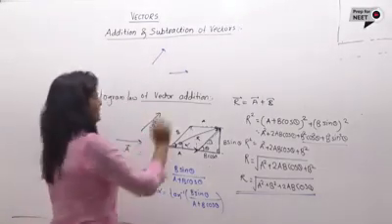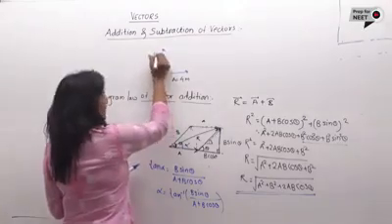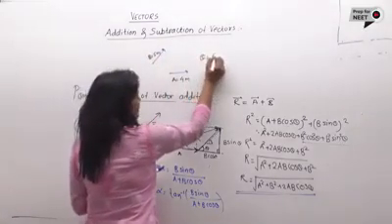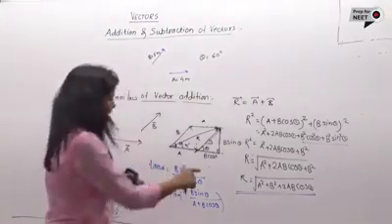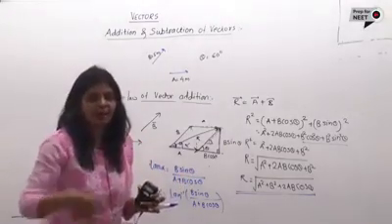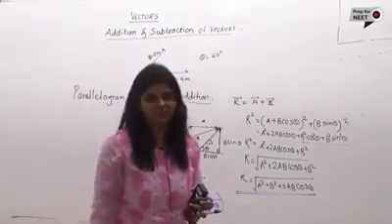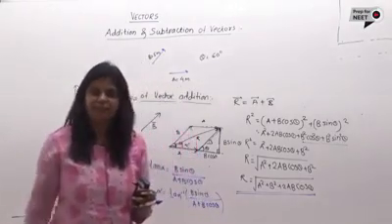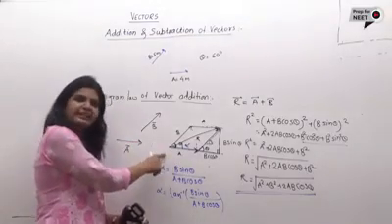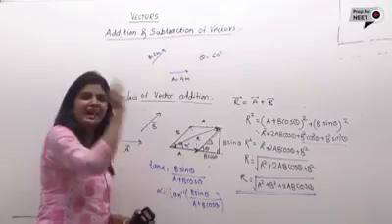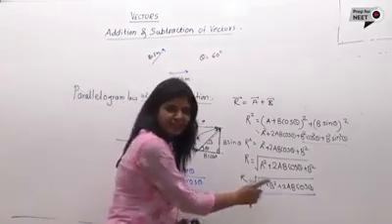Let's take one example. Let's say A is equal to 4 meter, B is equal to 5 meter, and the angle between them is 60 degree. Try to understand what I'm saying. I'm going to use the parallelogram law of vector addition. What does the parallelogram law of vector addition say? Whenever two vectors are given and they start from a common point, the resultant is their diagonal which starts from the same point, right? And how to calculate the magnitude of the resultant? This way.